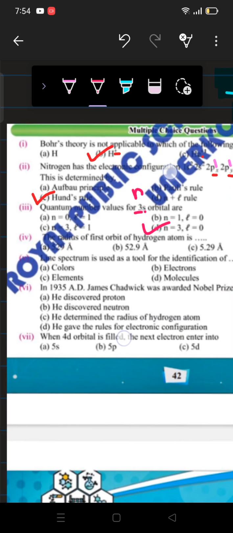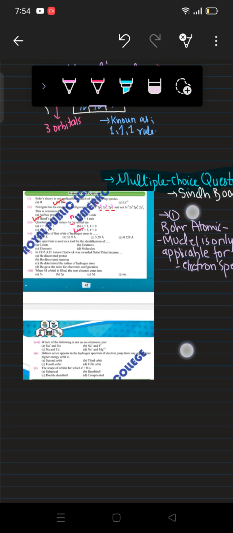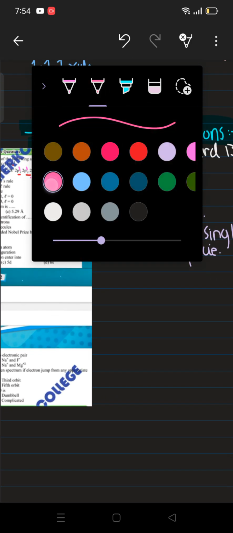Now we have the radius of the first orbit of the hydrogen atom. We have derived this equation very well. This is the fourth question.